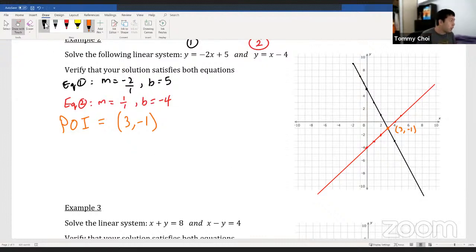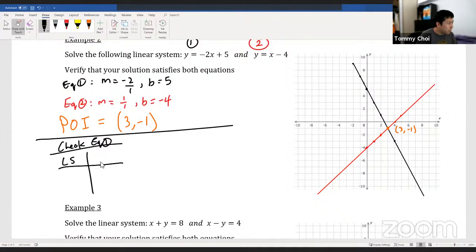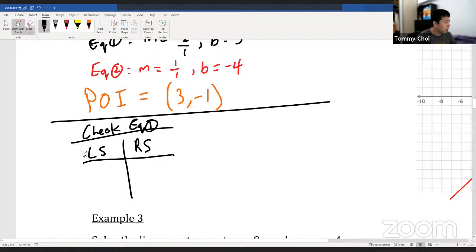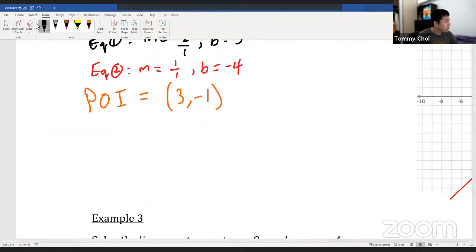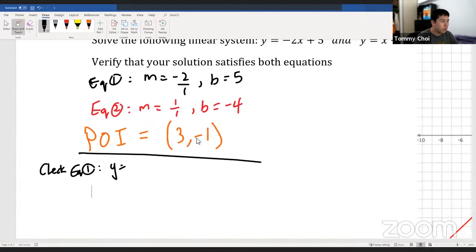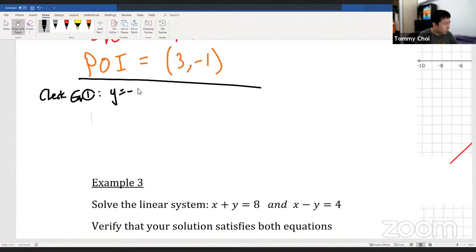Now comes the checking. Okay, so to check equation 1, we have left side and right side. I should probably zoom in a little more here. Sorry, 1 second. Let's do that again. For equation 1, we're going to check y is equal to negative 2x plus 5. So we're going to plug in our point of intersection here. Our left side is y. Our right side is negative 2x plus 5. We're going to plug in 3, negative 1.